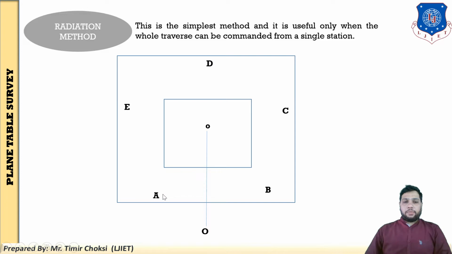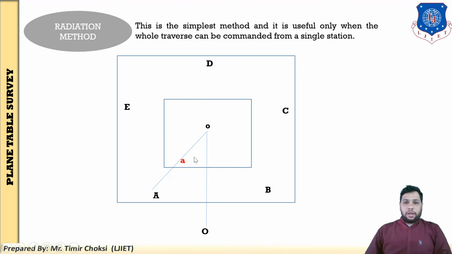Now your objects will be A, B, C, D, E. The different objects are there, and you have to command all the objects, or plot all the objects, from a single station. So how to start? First, transfer the point O onto the drawing sheet. Then you put the alidade at station O. When you have plotted the small o point, you keep pivoting the alidade and bisect, or sight, the point capital A. After sighting the point, you draw one line on the drawing sheet.